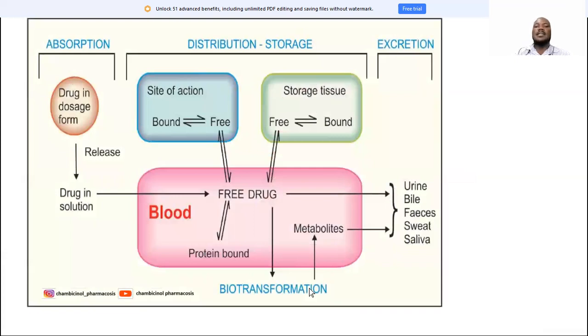Again, this diagram shows those 4 pharmacokinetic parameters. If you take the drug in a solid dosage form via the oral route, it will undergo disintegration and dissolution in the stomach to release the drug in solution form. The solution form of the drug will undergo the first pharmacokinetic parameter, absorption, into the systemic circulation. Once it reaches the systemic circulation, some of the drug will be in the free form, while some will be in the bound form, and an equilibrium is established between the free and bound forms.